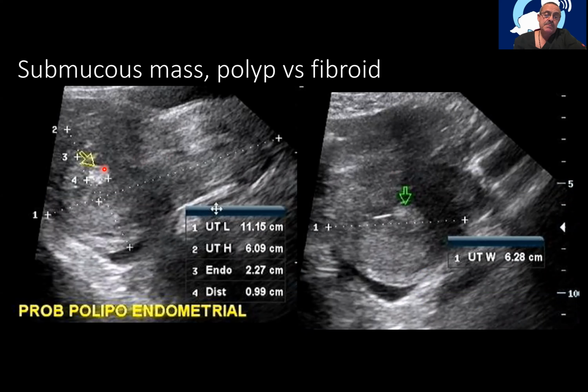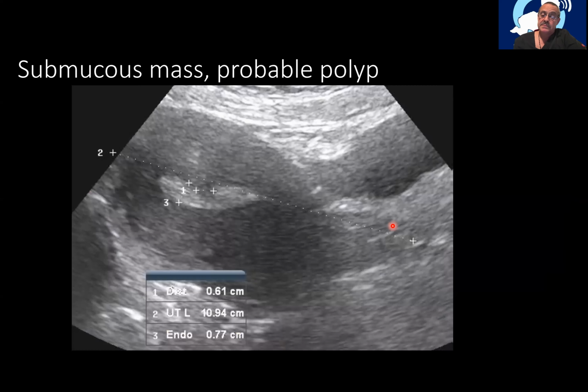What is this? A polyp or a fibroid? We don't have to name everything accurately. We just have to know who to call for resolving this. So the guy with the hysteroscopy: a submucous mass, polyp or small fibroid, who knows until the hysteroscopy?